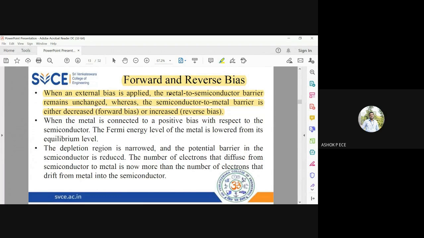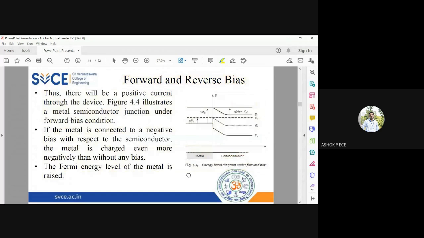If you see from the metal perspective, the metal to semiconductor barrier remains unchanged, whereas the semiconductor to metal barrier is going to be decreased during forward bias and increased during reverse bias. When the metal is connected to a positive bias with respect to the semiconductor, the Fermi level of the metal is lowered from its equilibrium level. The depletion region is narrowed and the potential barrier is reduced. More and more electrons are going to diffuse from the semiconductor into the metal. This is going to be forward bias.